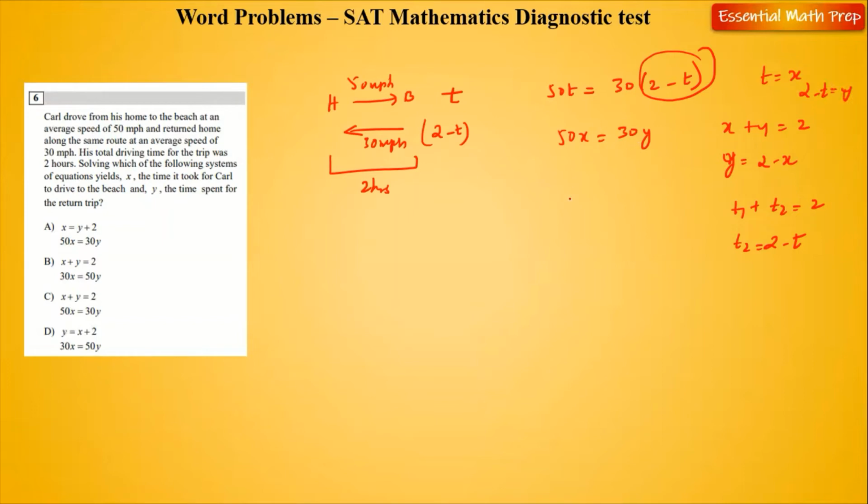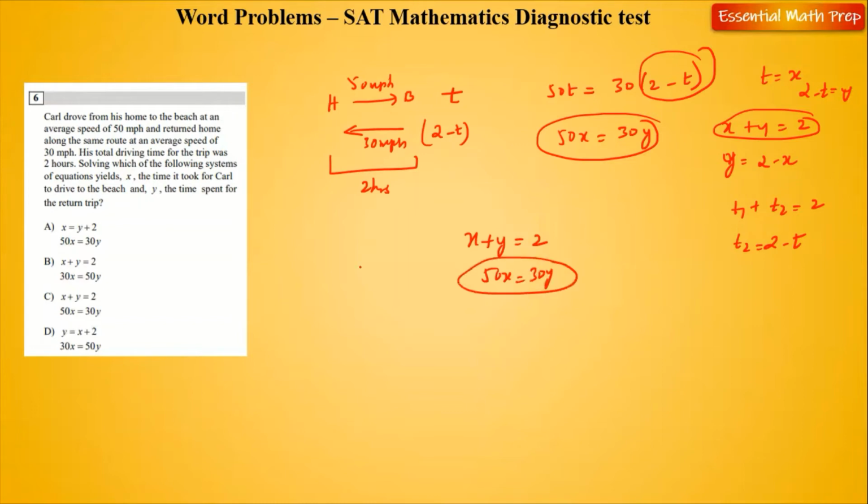So that means x plus y equals 2, and you substitute for T again back here. So 50x equals 30y. So let's write it down. X plus y equals 2, 50x equals 30y. You can even use this to eliminate choices. 50x equals 30y only appears twice. One is x plus y equals 2, the other is x equals y plus 2. X plus y equals 2 is what we wrote, so that is the correct answer.